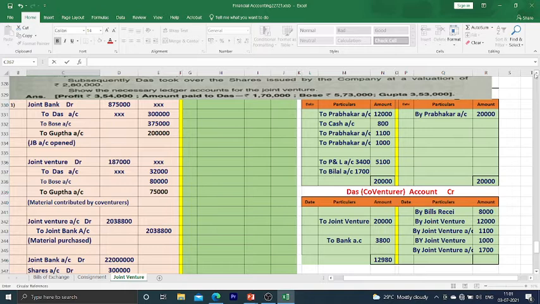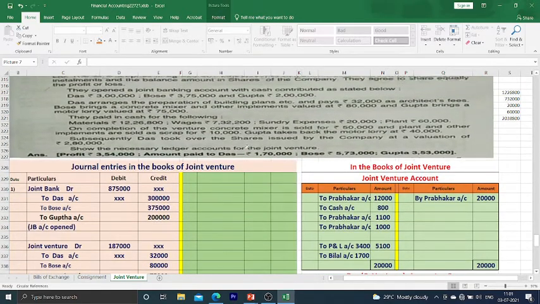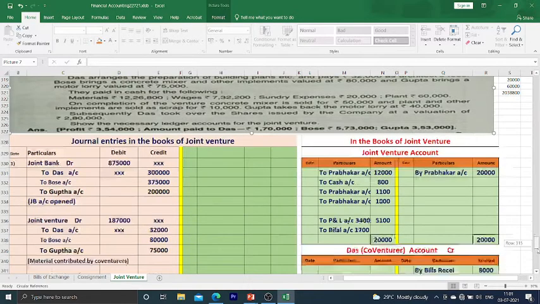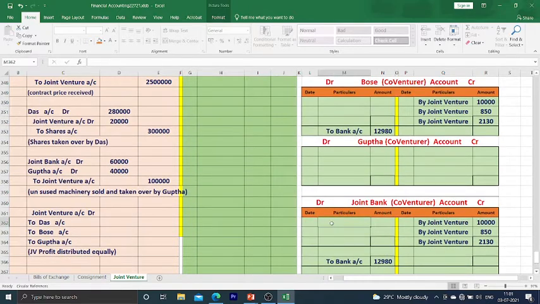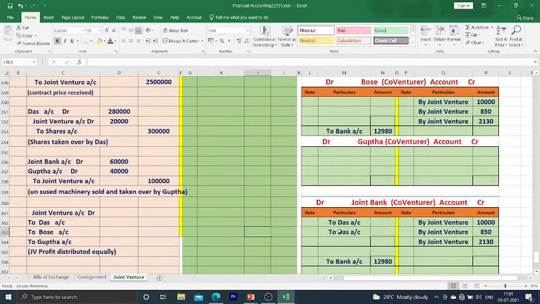Right. Now we prepare the joint venture account. First entry: joint bank account debit, to Das, to Bose, to Gupta. Joint venture account, Das account, Gupta account. One is 3 lakhs, 2,75,000, 2 lakhs. Their accounts, joint bank.